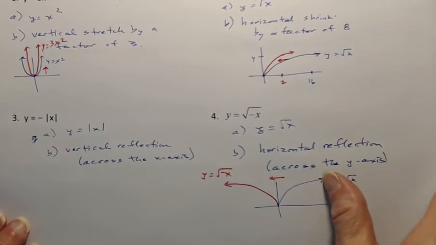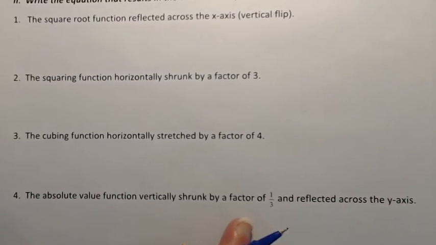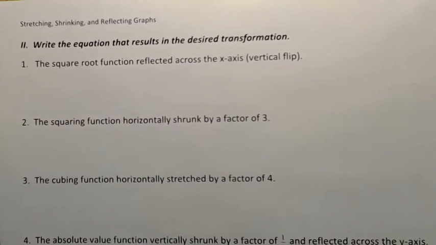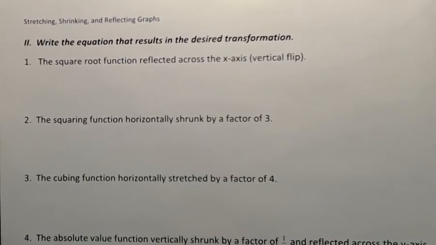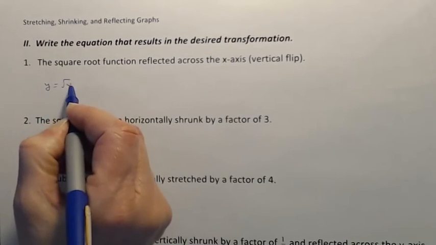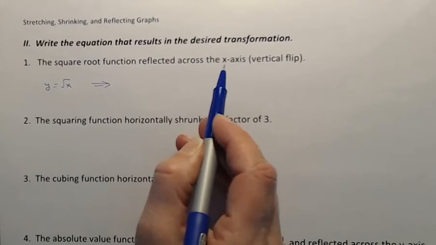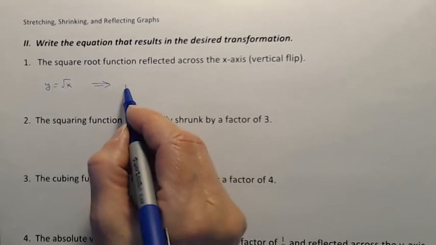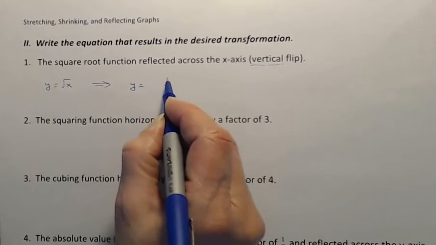All right, now we'll just do the reverse, which is a transformation is described to us, and we have to write down the new function. So in number 1, we need the square root function. So clearly, we start with this. We want it reflected across the x-axis. Remember, that's a vertical reflection. So if it's vertical, that multiplication by -1 happens after I square root.